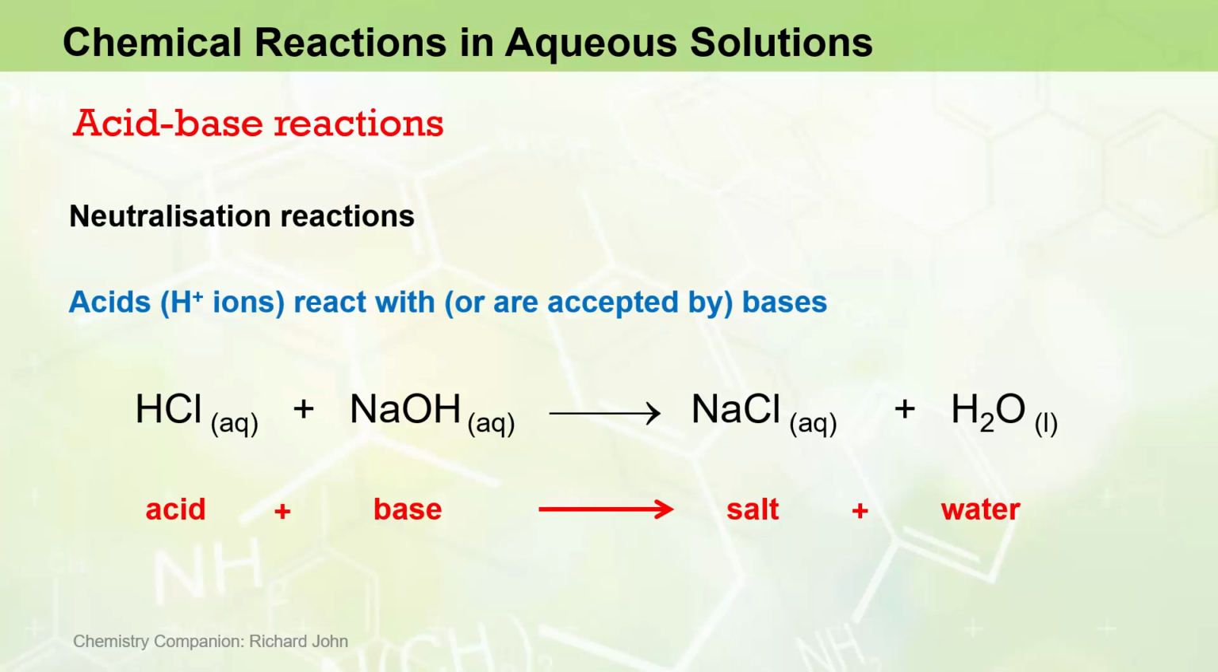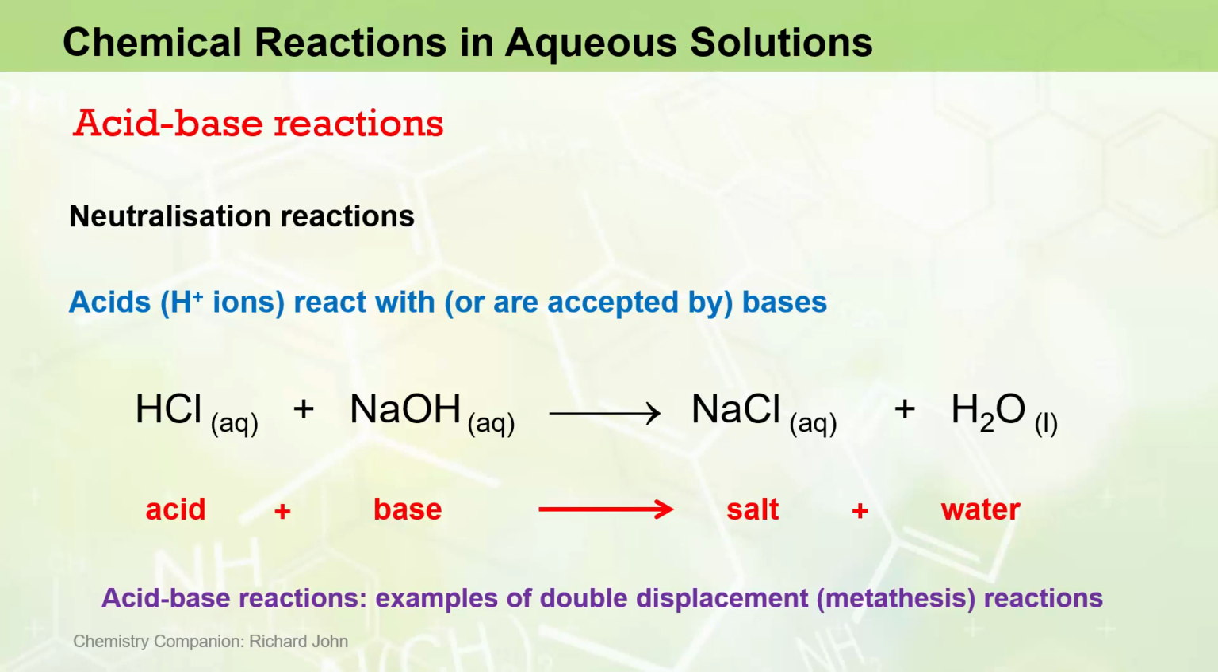Now, acid-base neutralisation reactions are a very important class of reaction, and you will be required to recall this generalised equation. An acid plus a base gives you a salt of some kind plus water. Acid-base reactions are in fact examples of double displacement or metathesis reactions, and in this example we see that the hydrogen ion from the hydrochloric acid effectively displaces the sodium ion from sodium hydroxide. And these two ions here chemically combine to form water. At the same time, the chloride ion displaces the hydroxide ion so that the sodium and chloride ions come together to form the sodium chloride salt solution.